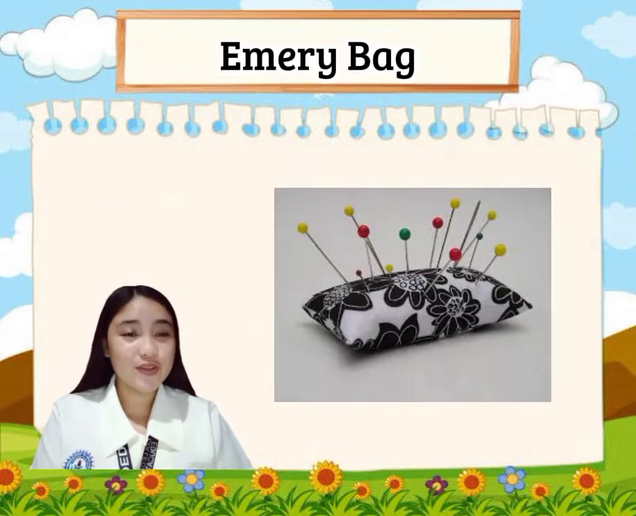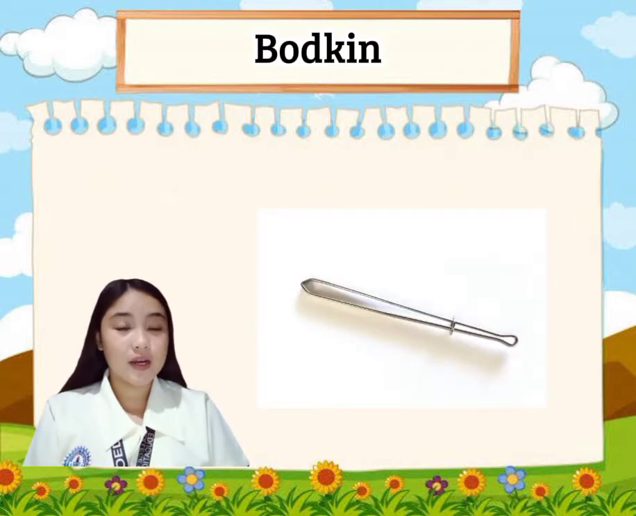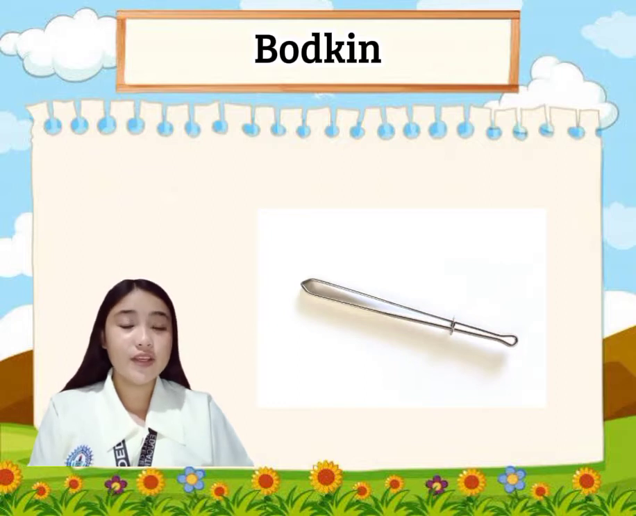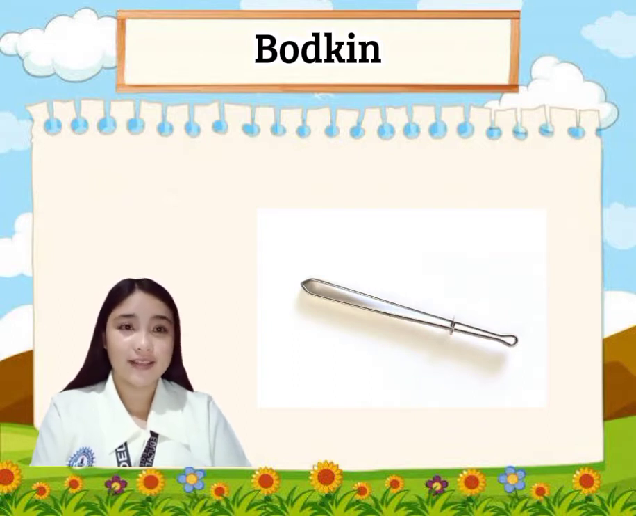Emery bag used to sharpen and remove rust from needles. Bodkin. This is a tool used for threading tape, ribbon, or elastic through casing. It is usually a blunt needle with an eye or a pin at the end.